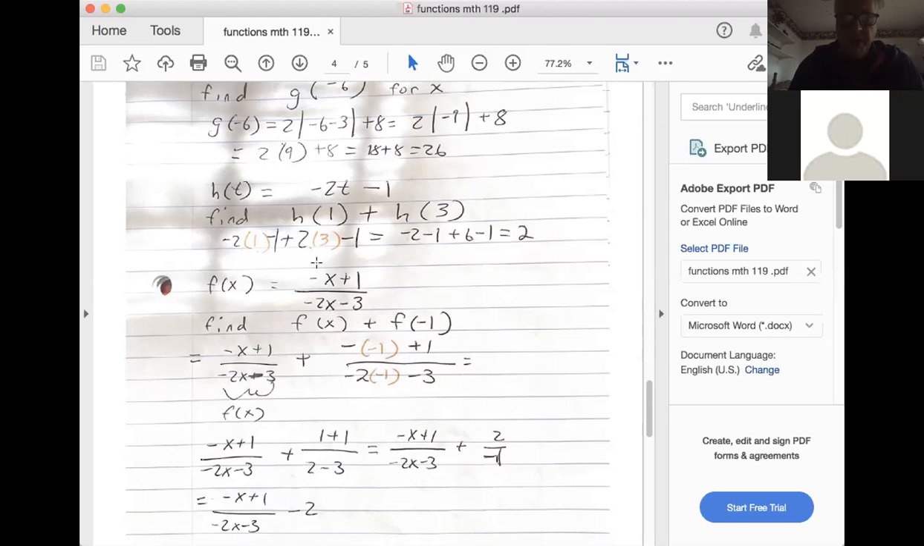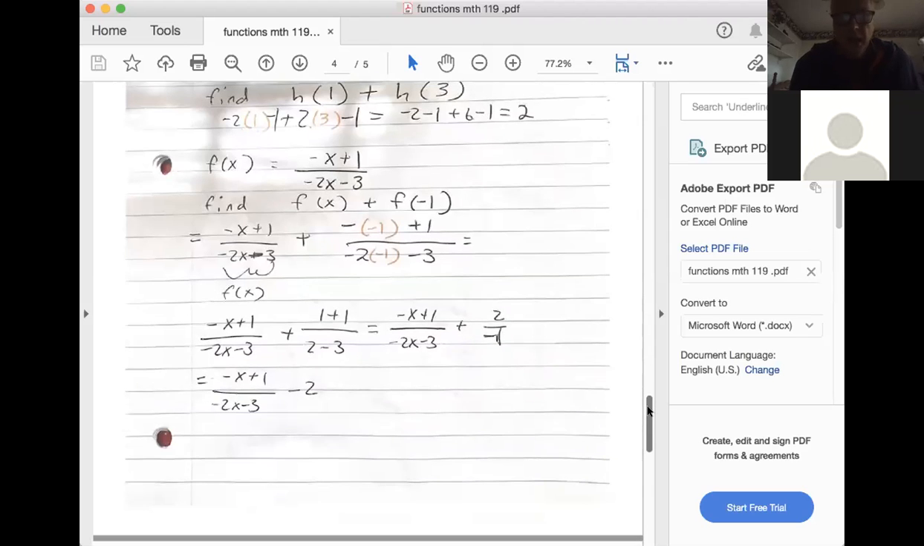So now I'm just going to follow the order of operations. Minus 2 times 1 is the minus 2, minus 1. Plus 2 times 3, well, that's going to be 6, minus 1. Going left to right, minus 2 minus 1 gives us minus 3. Minus 3 plus 6 is 3, minus 1 is 2.